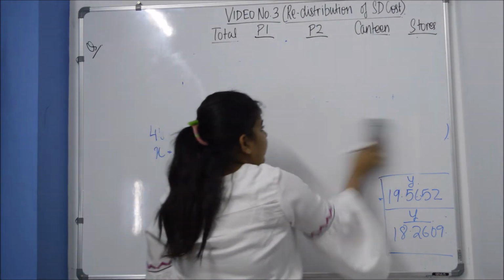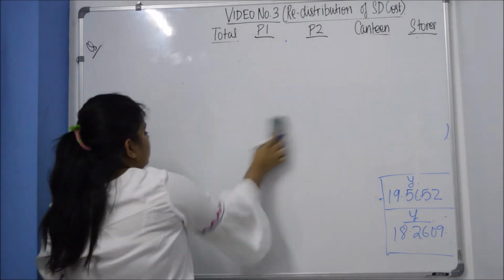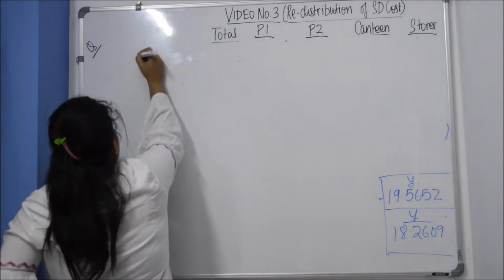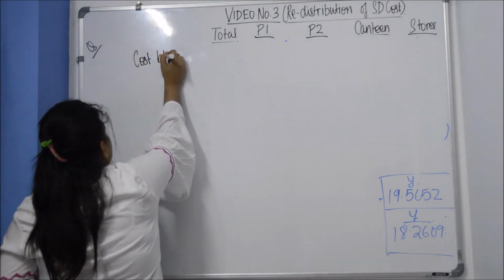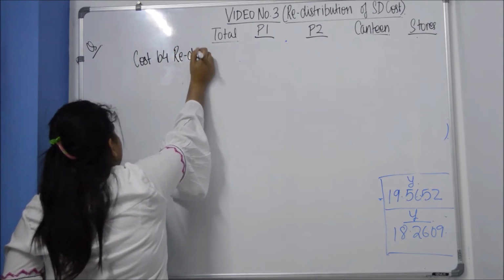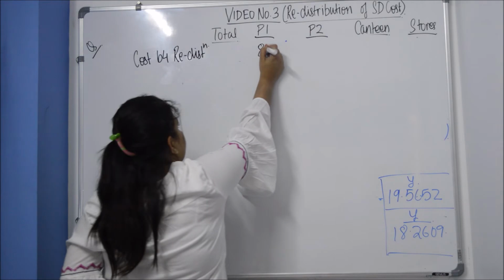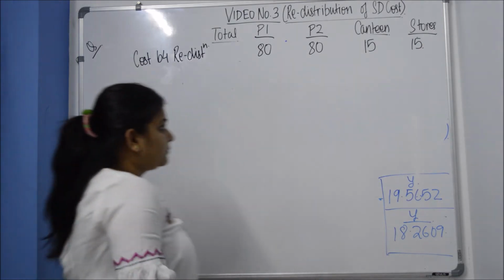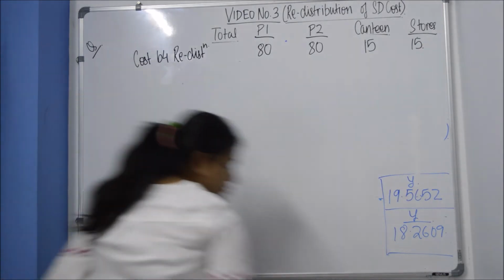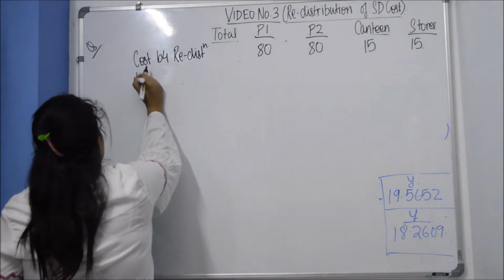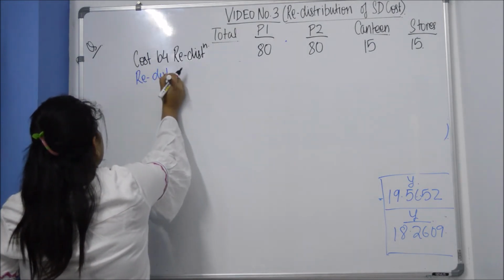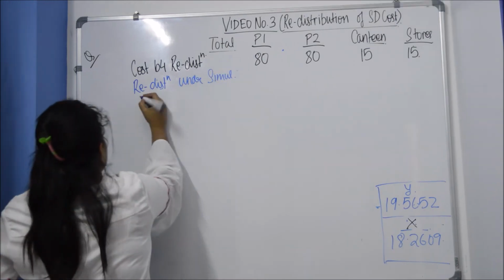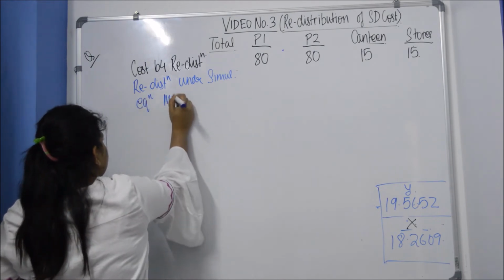Let us see how these values can be put into the table so that we get the cost after redistribution. So our cost before redistribution was 80, 80, 15 and 15. Now, redistribution under simultaneous equation method.